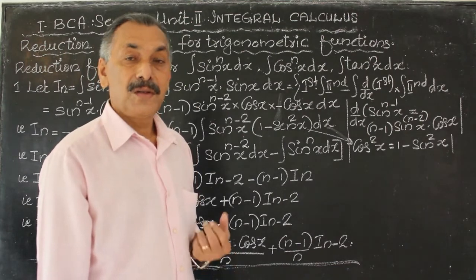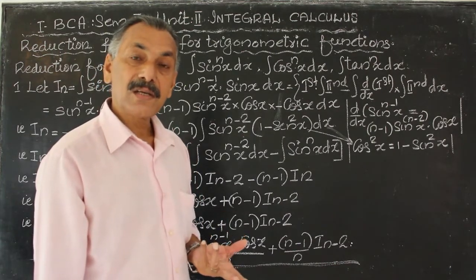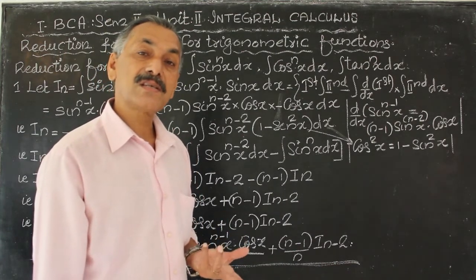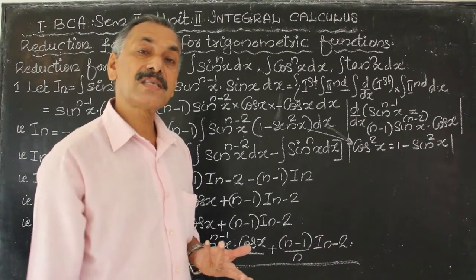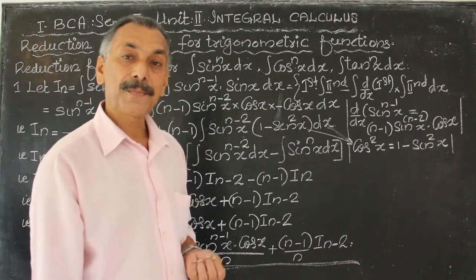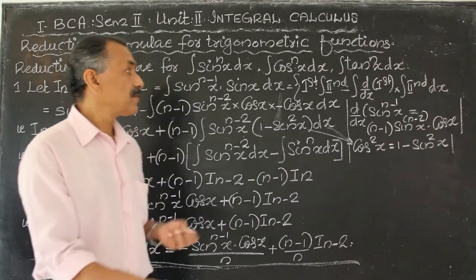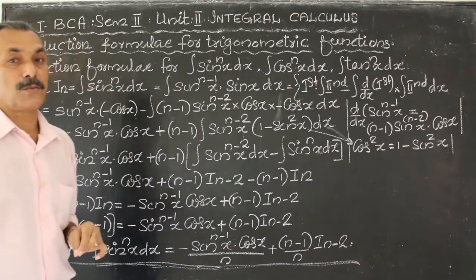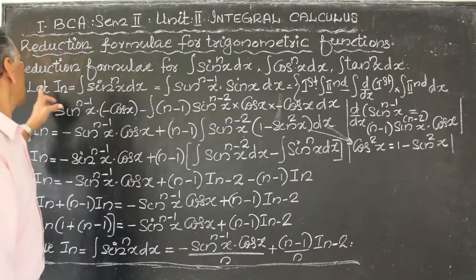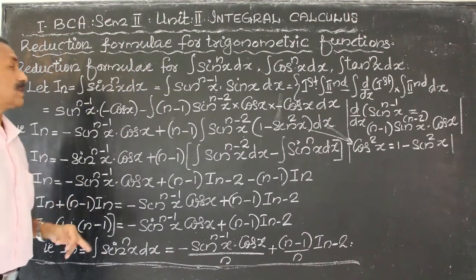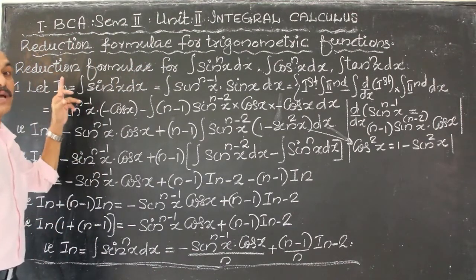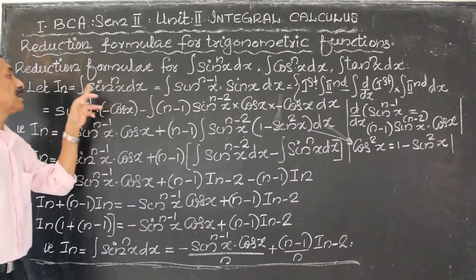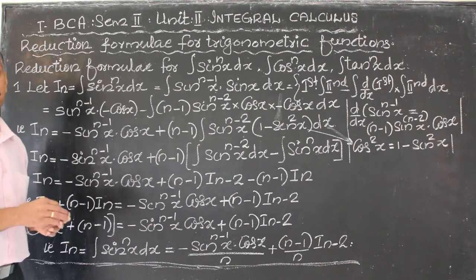If we know the value of integral sin raised to n x dx, then to find integral sin raised to 7 x dx, we put n equal to 7 in that result. The integrals of this form are known as reduction formulae. And first one, integral sin raised to n x dx. Let this integral value be equal to I n. That is, I n is equal to integral sin raised to n x dx.